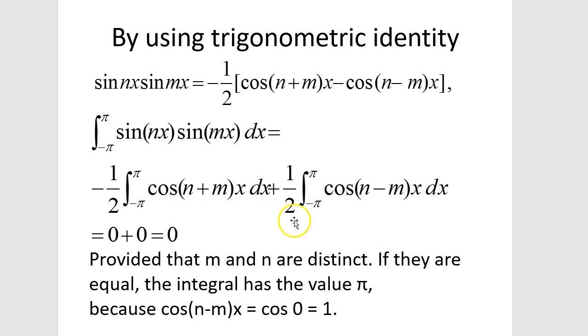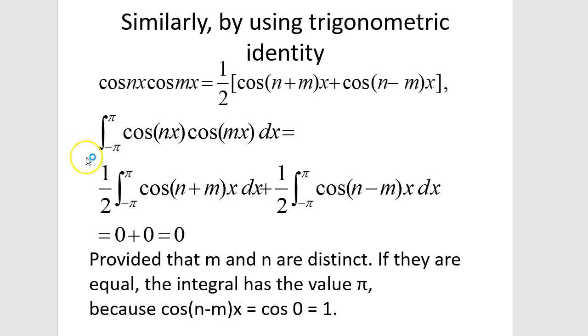However, this is misleading in the case when n is equal to m, because if n is equal to m, you get cosine of 0. Cosine of 0 is 1. It's a constant function, not a trig function. Therefore, when n is equal to m, the integral has the value of pi, because if you integrate 1 from negative pi to pi, that's the length of the interval, which is 2 pi. Dividing by 2, it's pi.